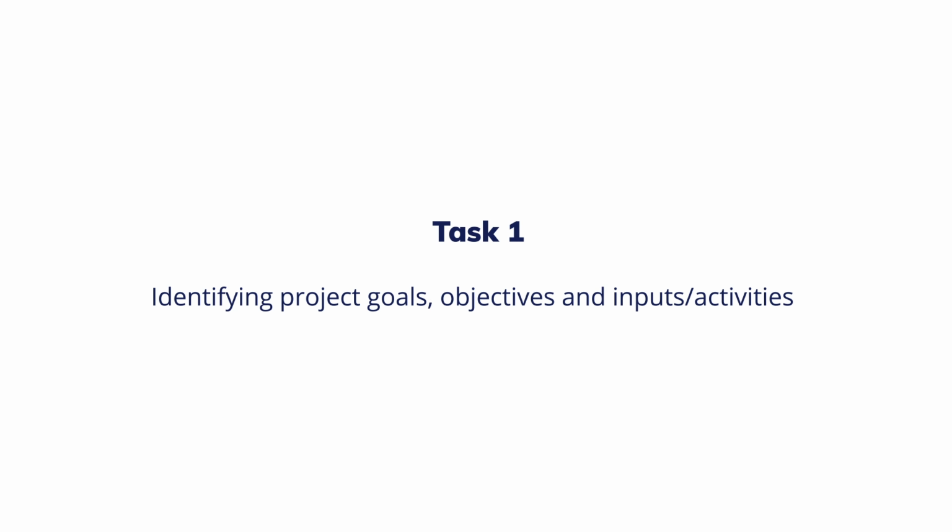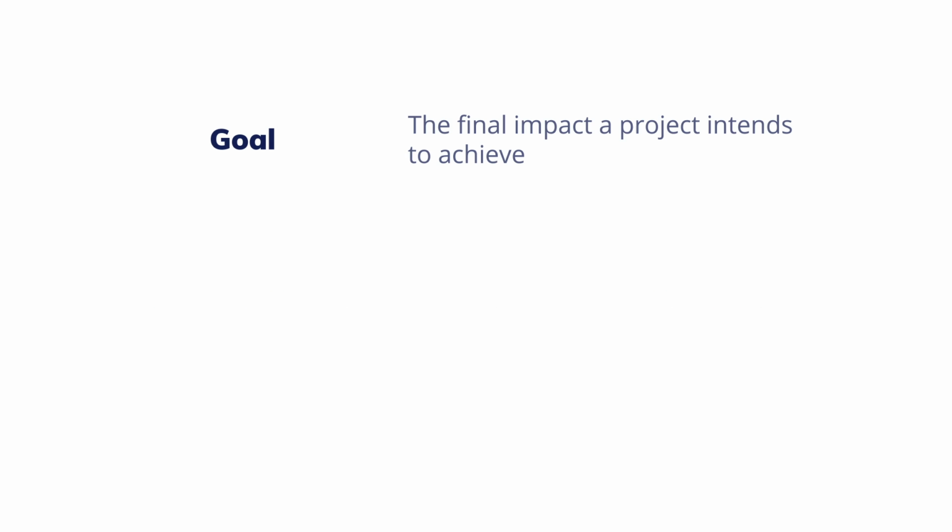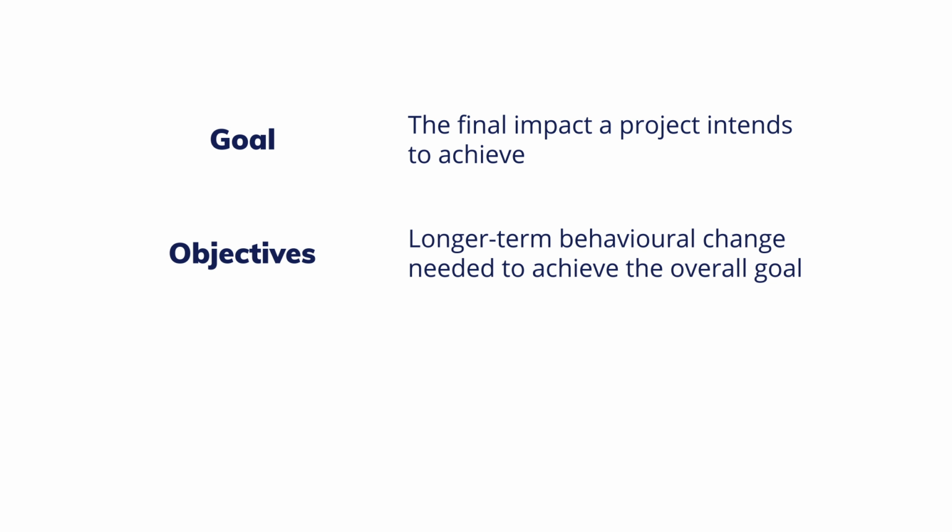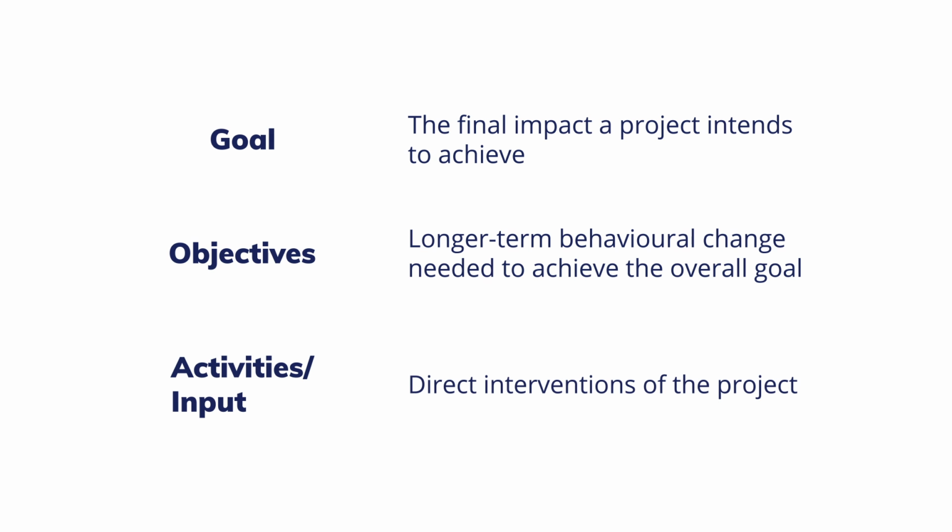Task 1. Identifying project goals, objectives, and inputs to understand where we need to go and how we are going to get there. Just for clarification, goal is the final impact on the lives of beneficiaries or the environment that the project intends to achieve. Objectives are longer-term change in the environment or the behavior of the project beneficiaries that is needed to achieve the overall goal. Inputs and activities are direct interventions of the project.